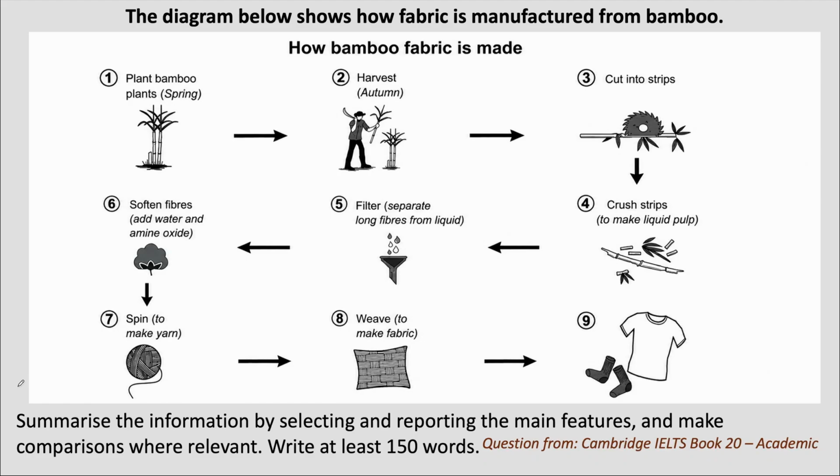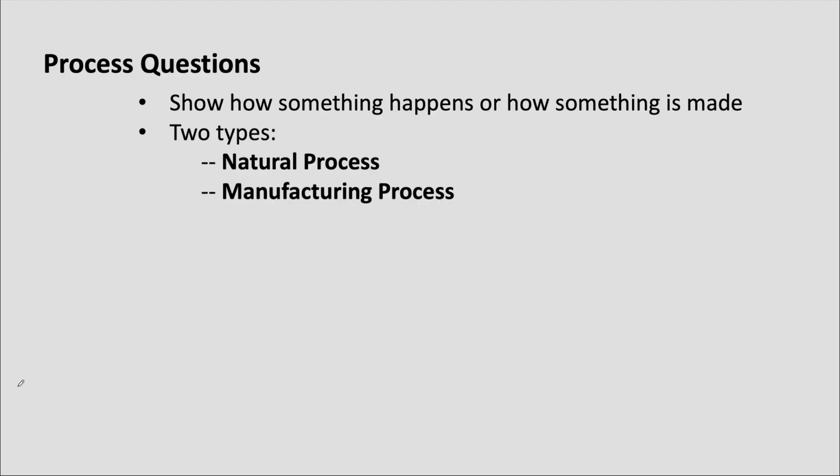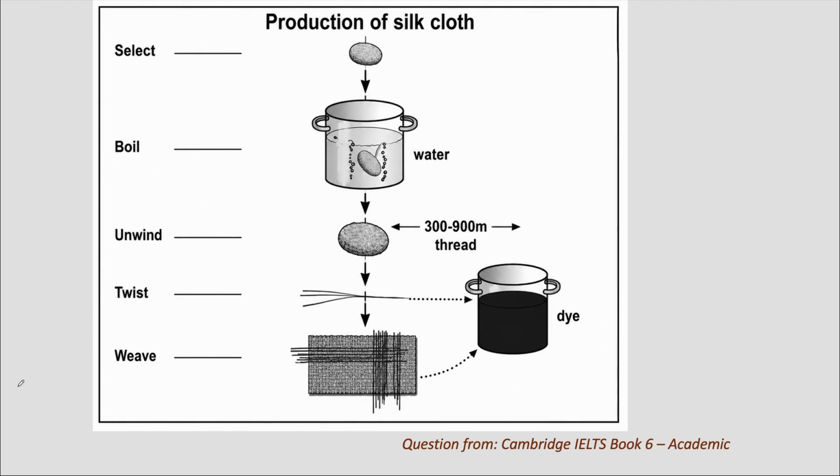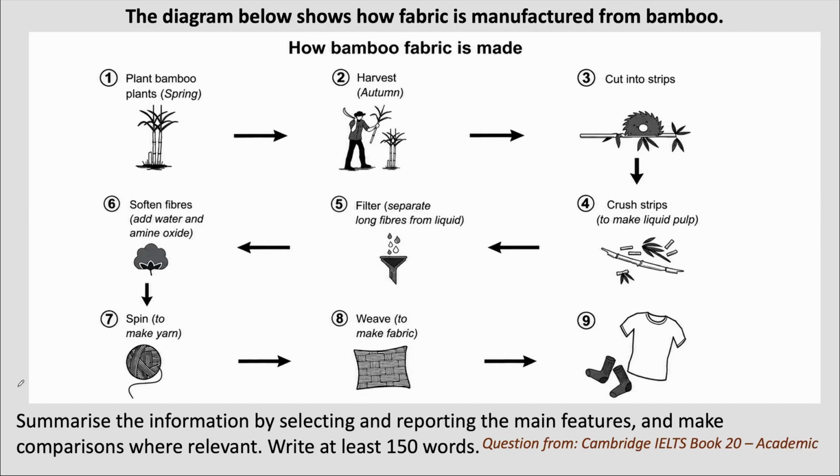We are going to write a sample answer to this Writing Task 1 academic process question. A process shows the steps of how something happens or how something is made. It can be a natural process, for example, the life cycle of a silkworm that you can see on screen. Or it can be a manufacturing process, a process where humans make something. For example, this process of making silk fabric. The question we are working on is a manufacturing process.